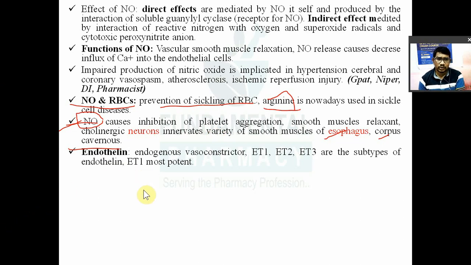Endothelin, endogenous vasoconstrictor. Endothelin का it is a vasoconstrictor. We have already seen. So there are different types. Endothelin 1, 2, 3. They are the subtypes of endothelin. But most important होता है आपका endothelin 1. Okay? They are a vasoconstrictor.